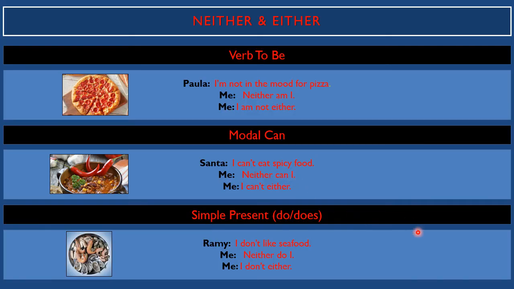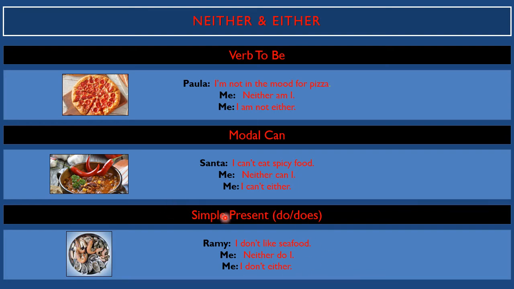The last one is with the simple present. Rami says, I don't like seafood. If the same happens to me, if the same is true for me, I say, neither do I. Or I don't either.